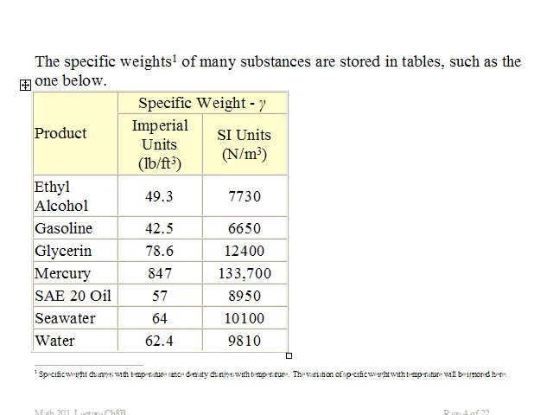Here's a table of specific weights. You can find these on the internet or in many handbooks. They're listed here for several substances: ethanol, gasoline, mercury, seawater. I don't know about this value for seawater. I think we usually use 64.2 for seawater, but that's okay. There are two units, one is the imperial, the British units, and the other is the SI or MKS units. This is specific weight. It is weight per unit volume.